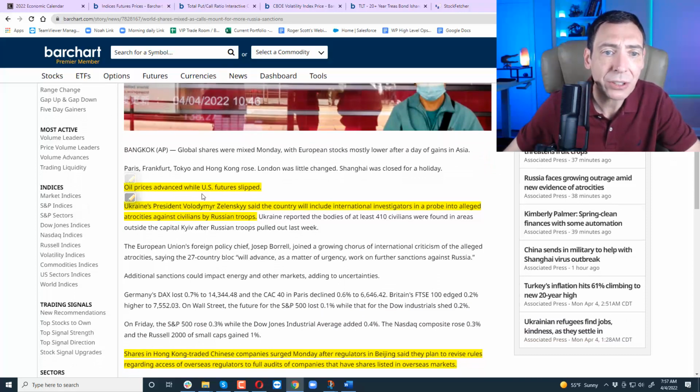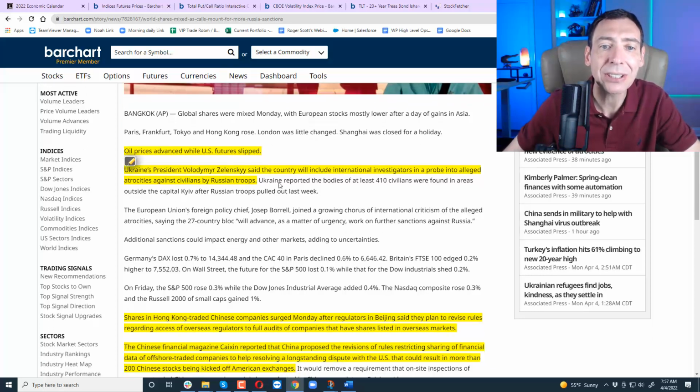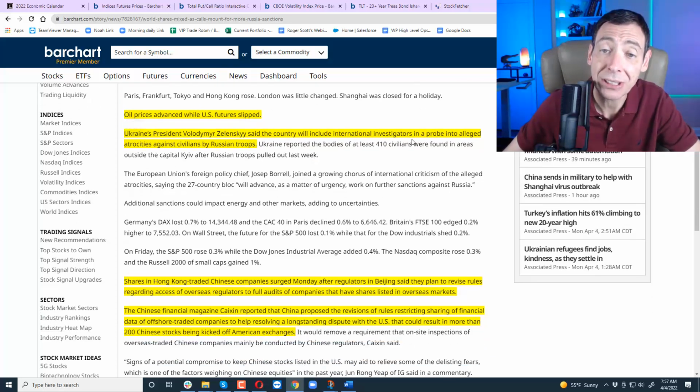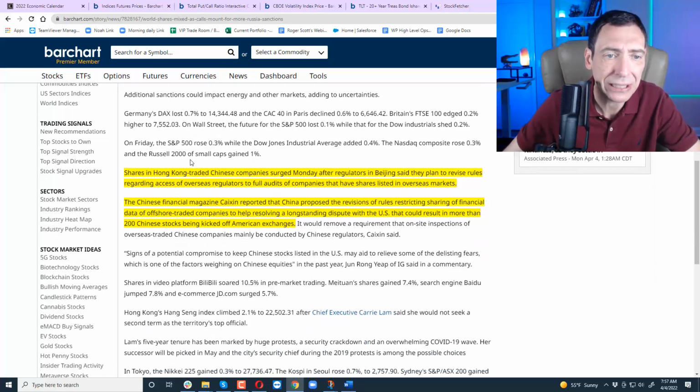Oil prices advanced while U.S. futures slipped over the weekend. Ukraine President Zelensky said the country will include international investigators in a probe into alleged atrocities against civilians by Russian troops. From what I understand, things got really ugly. 410 civilians were found in areas outside of the capital. And again, these are civilians.